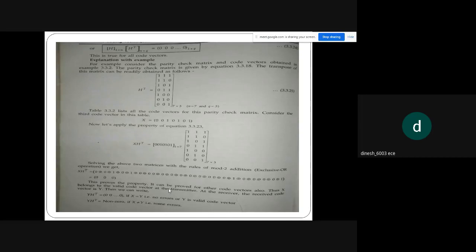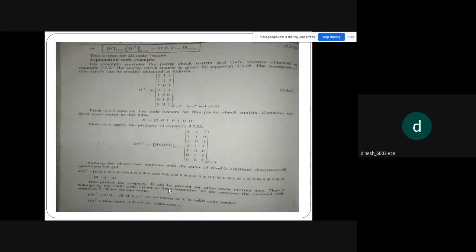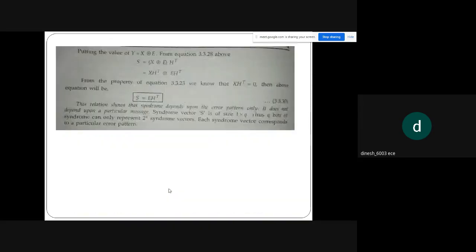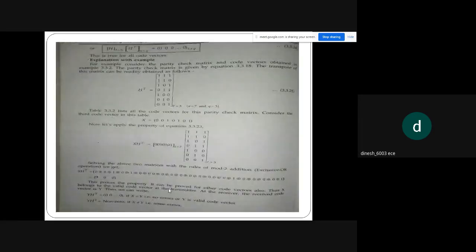So this is how to use syndrome decoding, and how we check the error bits and correct them. Any doubts in this? We'll see it with an example, the definition and the example. Do not worry, we'll see that in detail in the next class. Any doubts in this?